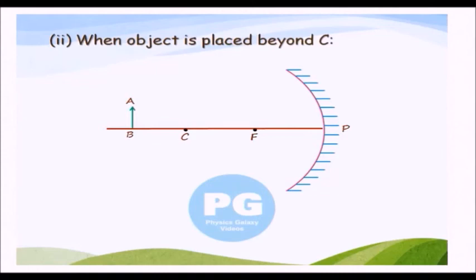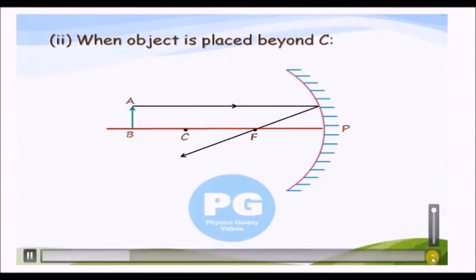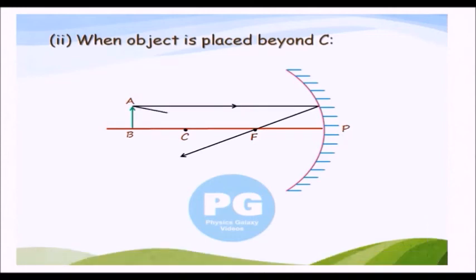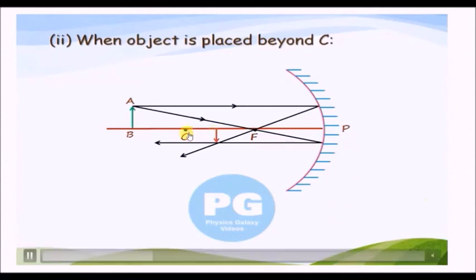Here is an object AB, placed perpendicular to principal axis, beyond center of curvature. A ray of light from point A goes parallel to principal axis. This will pass through focus after reflection from the mirror. Another ray of light. As we said that we have 2 light rays. One of them parallel to the principal axis and reflected passing through the focus, and the other passing through the focus and reflected passing parallel to the principal axis. And at the intersection of the 2 reflected light rays, there is our image.